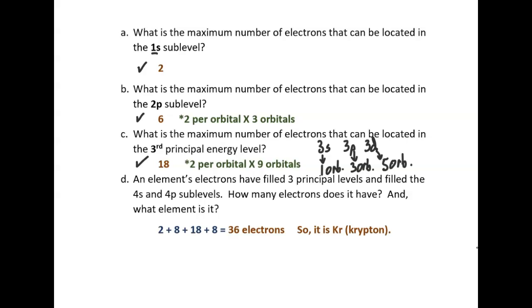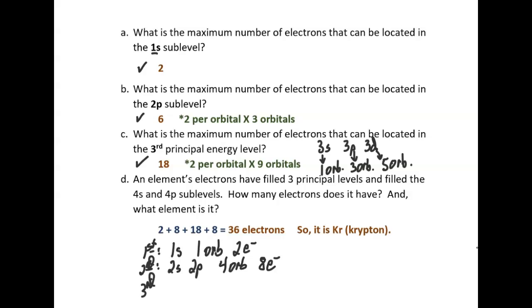Now, how did I know there were 36 electrons? The first principal level has 1 sublevel called 1s, which means that there's 1 orbital, which means it can hold 2 electrons. The second principal level has 2 sublevels called 2s and 2p. The 2s sublevel has 1 orbital, the 2p sublevel has 3 orbitals, so there are 4 orbitals. Each orbital can have at most 2 electrons, so 8 electrons fit in that level.